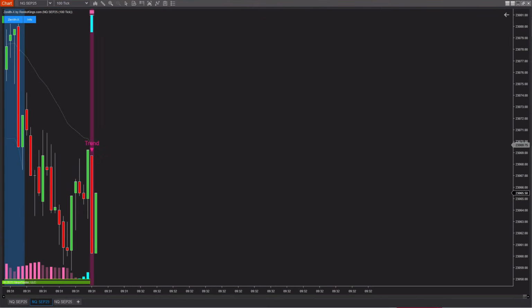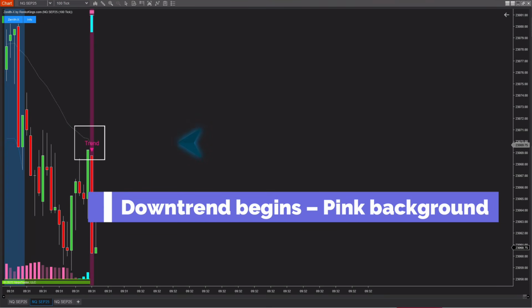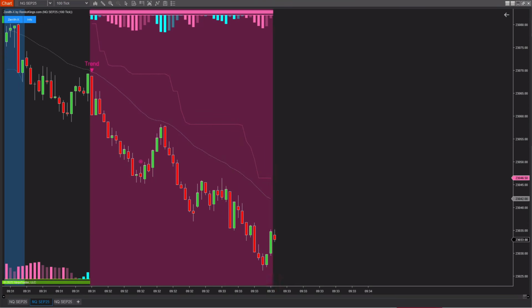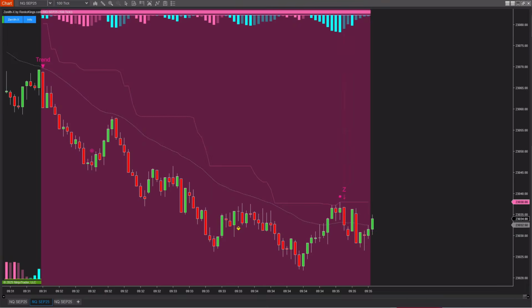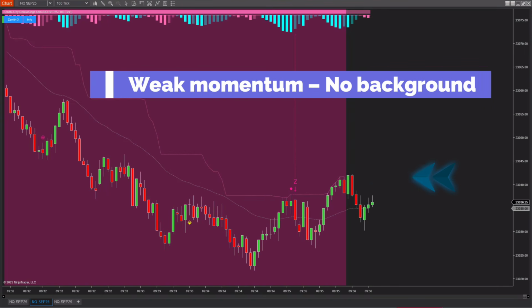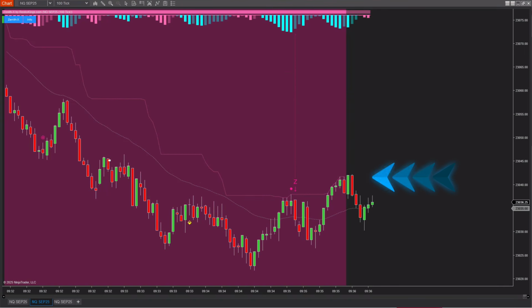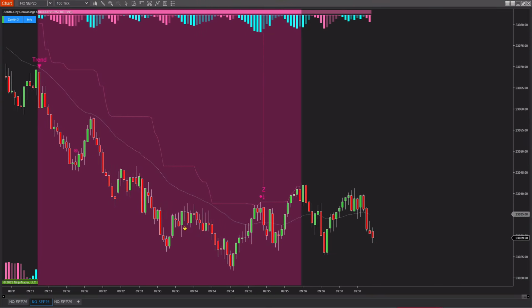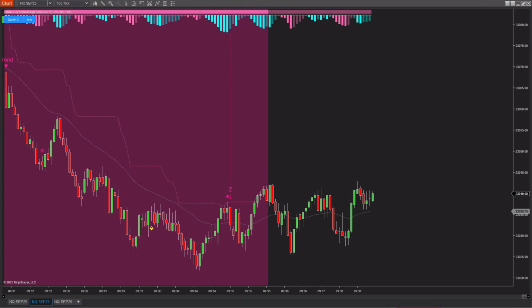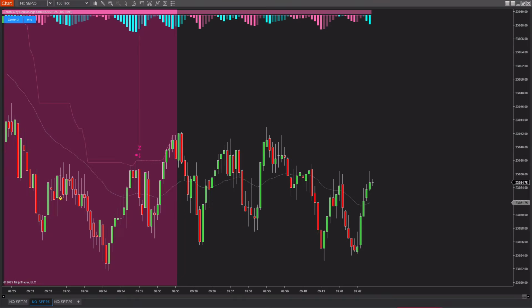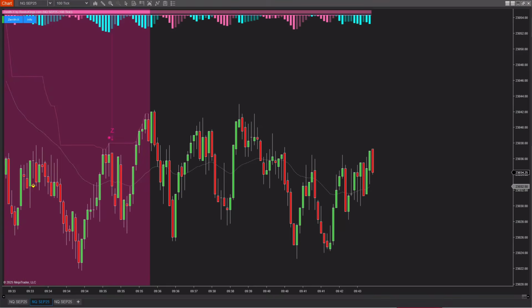Similarly, when the background turns pink, it indicates that the MA crossover and higher time frame momentum are aligned in the bearish direction. This confirms a downtrend. Similarly, when the pink background disappears, it signals that the alignment between the MA crossover and higher time frame momentum is no longer present. In other words, the system no longer confirms the downtrend, indicating that bearish momentum is weakening.